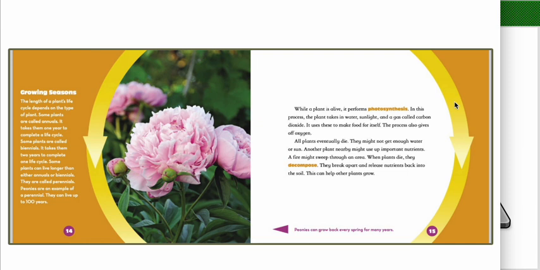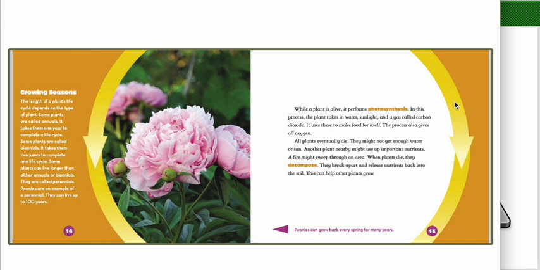Perennials are an example of a long-lived plant. They can live up to 100 years. And while a plant is alive, it performs a process called photosynthesis. In this process, the plant takes water, sunlight, and a gas called carbon dioxide, and it uses them to make food for itself. This process also gives off oxygen.